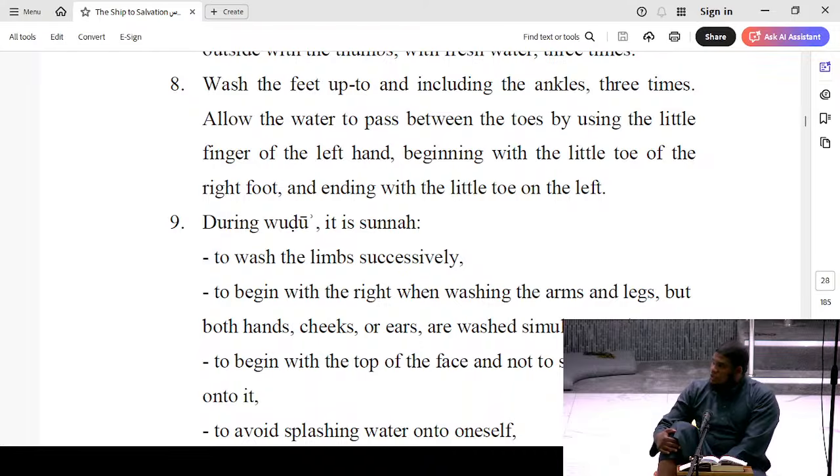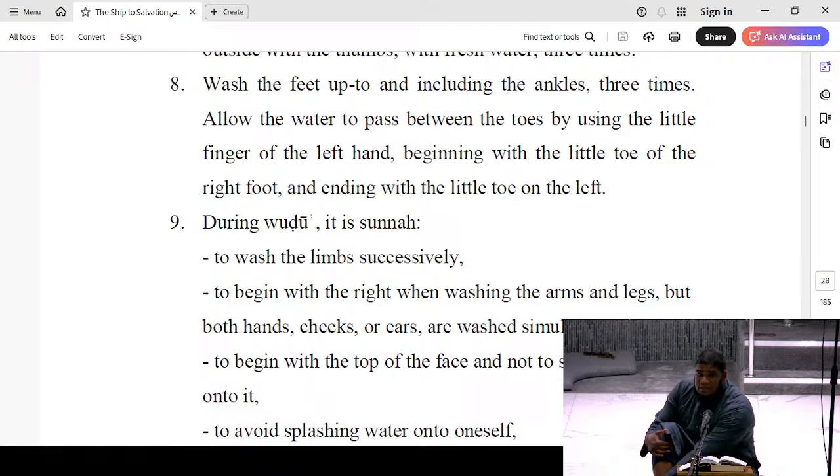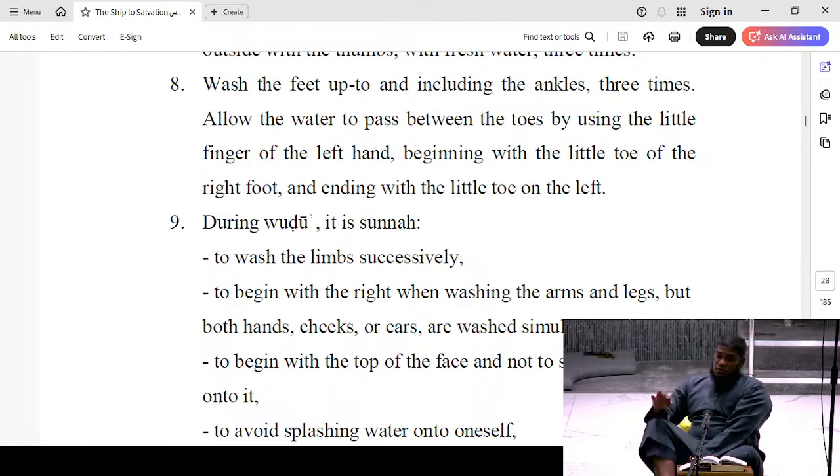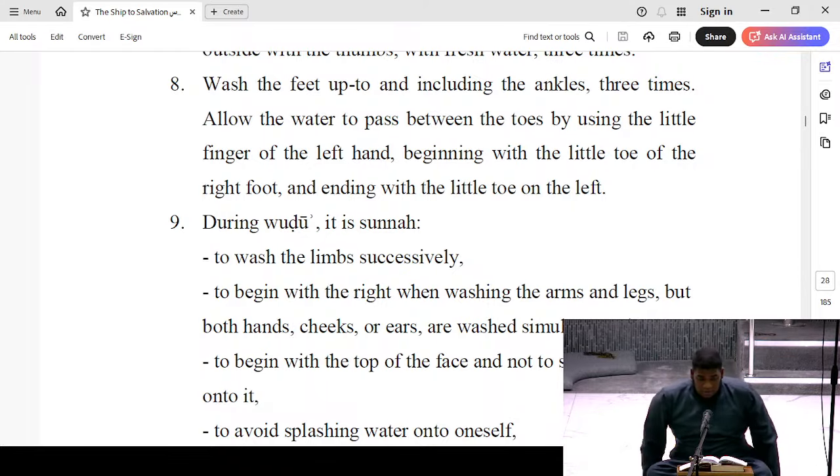As mentioned, where do we start? We begin with the pinky, the small toe. Are you with me? Then we use our small finger to go in between, and this will be the last one. Okay? So 3 times we do the same thing up to the ankles.